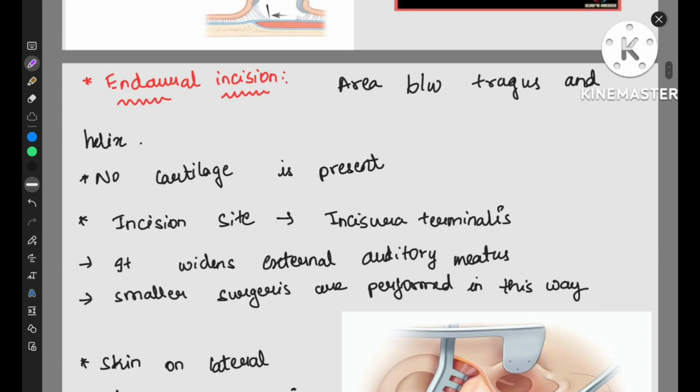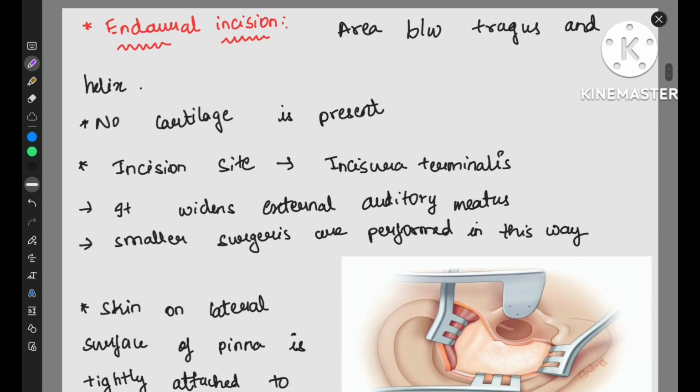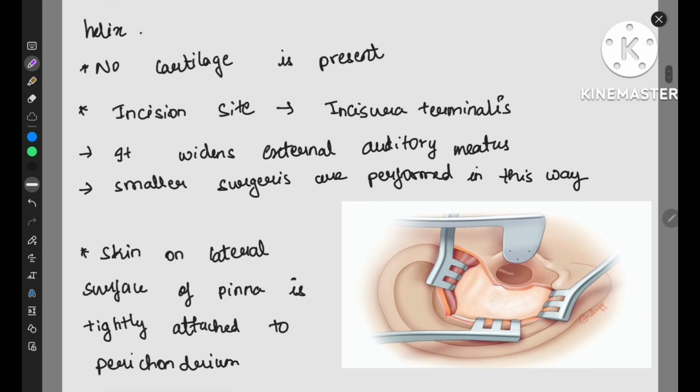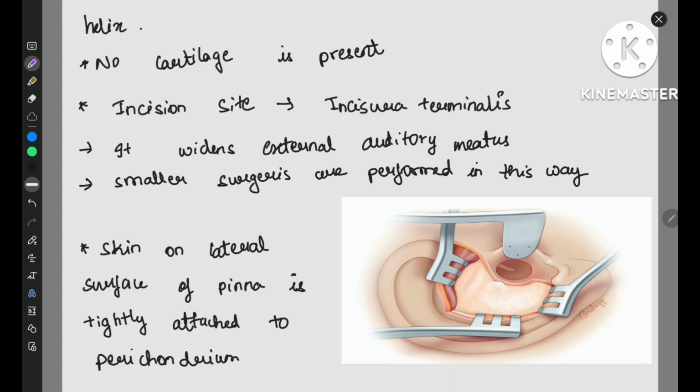This is safe because cartilage is absent. It widens the external auditory meatus. See here, like this. The incision is given like this, and smaller surgeries are performed this way.